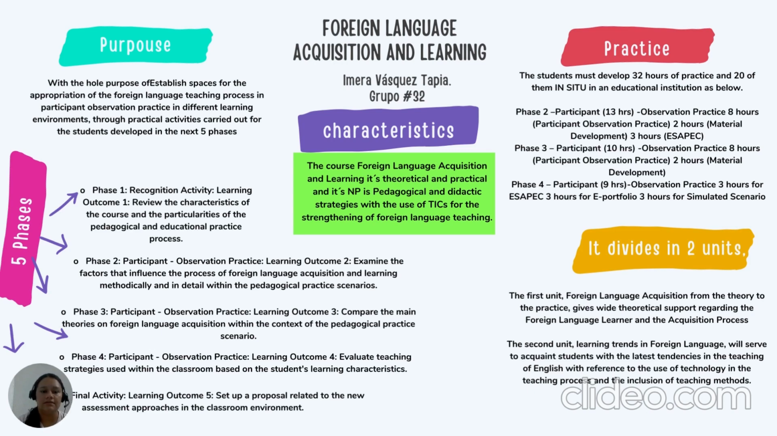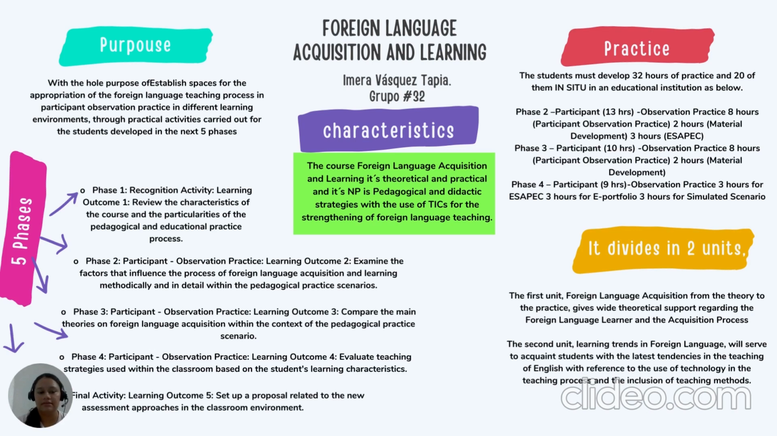And then the third phase is to compare the main theories that we're going to learn in the first unit of information. Then we're going to take all these theories to practice, and we're going to find out which one is the one applying in the classroom. Then we have evaluation teaching strategies.